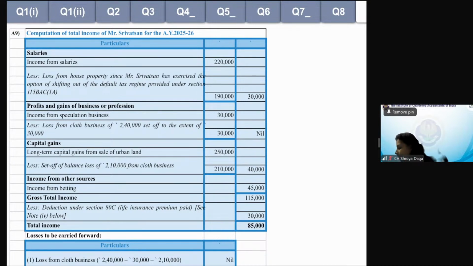So Srivatsan is 57 years of age. He has income from salary, house property, cloth business, speculation business, specified business, long-term capital gain from sale of land, loss from card game, income from betting, and LIP, life insurance premium. So let's first start with income from salaries. It's a computed figure given, so we are not putting any standard deduction. This person is opting out of the default regime, so it's the old regime.